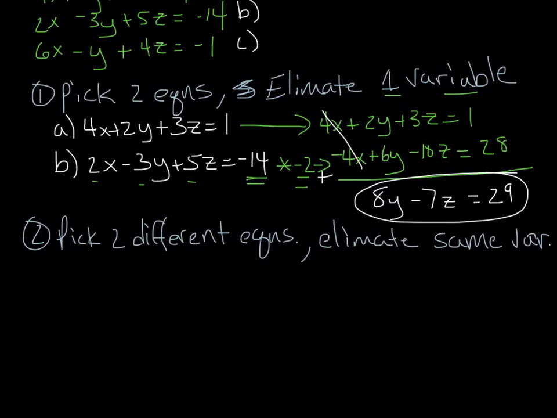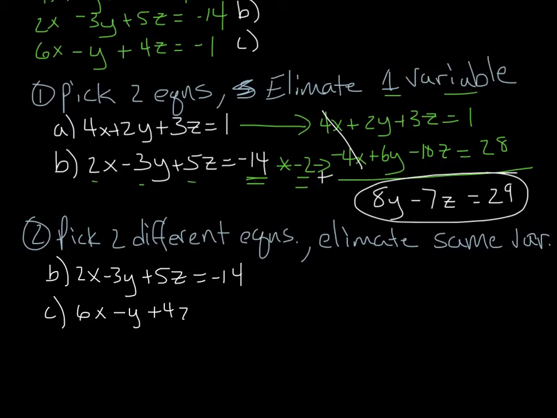So equation B, recall, was 2x minus 3y plus 5z equals negative 14. And equation C was 6x minus y plus 4z equals negative 1. So I picked 2 different equations. Okay, one of them's the same, but it's not the same exact 2. And then the second part says eliminate the same variable. Well, all that means is that whatever variable I chose to eliminate in step 1, which was x, is what I have to eliminate in step 2. So I can't change my mind and say, well, now I'm going to make the y's go away. I started with x, I have to stick with x.